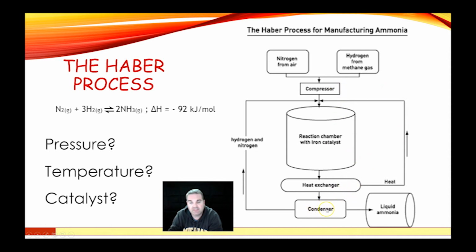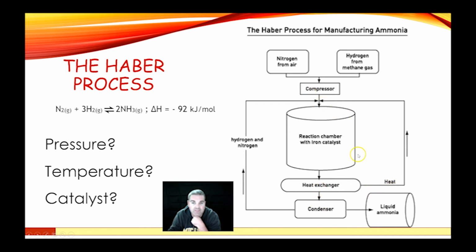Now this condenser here is purely to liquefy the ammonia because it's much easier to transport gases as liquids. They take up far less space. The reason for that is 1 mole of a gas takes up 22.4 litres, something like that, which is a reasonable amount as opposed to 1 mole of a liquid, which takes up much less. So the condenser here is purely to make it liquid ammonia. We take the heat out of it, we turn it from a gas down to a liquid, and we recycle the heat into the reaction.